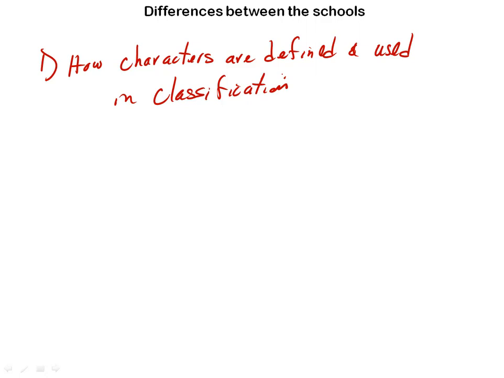Phoneticists are going to say that all characters are equal, following Adanson in that, and cladists are going to say that characters are not all equal, and that some characters are better, more informative, in that sense, better than other kinds of characteristics. So how characters are defined and used in classification, that's our first big difference between these different schools. Second big difference is how they define monophyly.